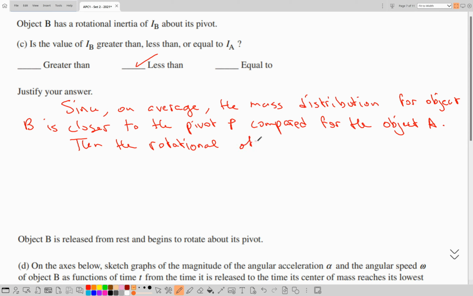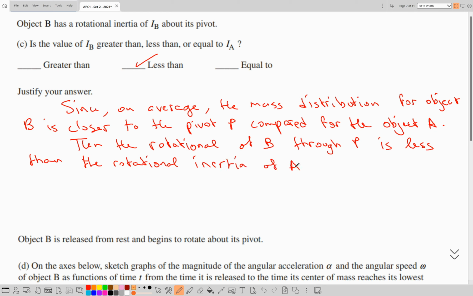Rotational inertia of B through P is less than the rotational inertia of A through P.